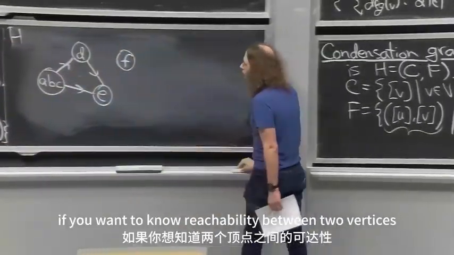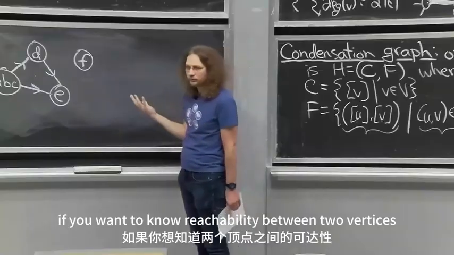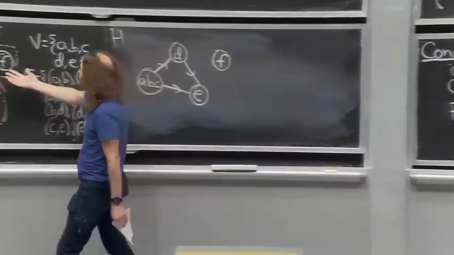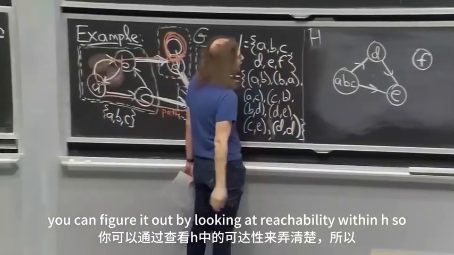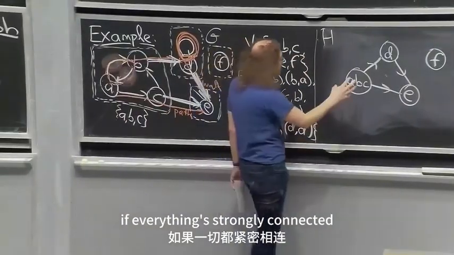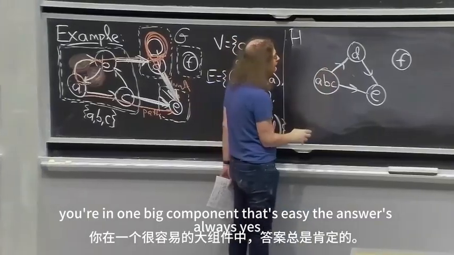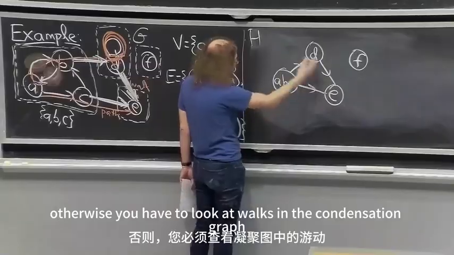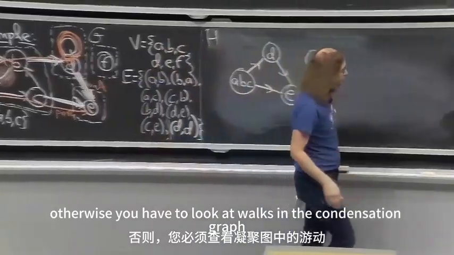And so if you want to know reachability between two vertices in the original graph, you can figure it out by looking at reachability within H. So if everything's strongly connected, you're in one big component, that's easy. The answer is always yes. Otherwise, you have to look at walks in the condensation graph.